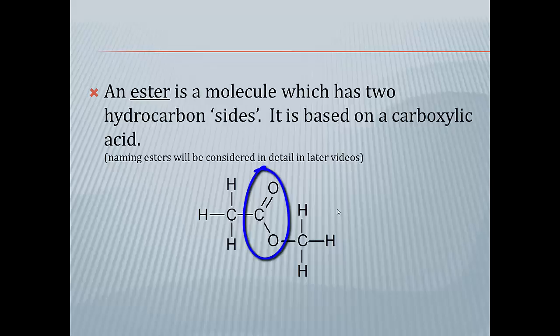Lastly, an ester. An ester is a molecule which has 2 hydrocarbon sides to it. It is based on a carboxylic acid molecule. We won't consider naming of esters at this point, as they are formed when 2 functional groups are combined and their name reflects that. So we'll just identify the ester functional group at this stage and leave the naming of them to later videos.